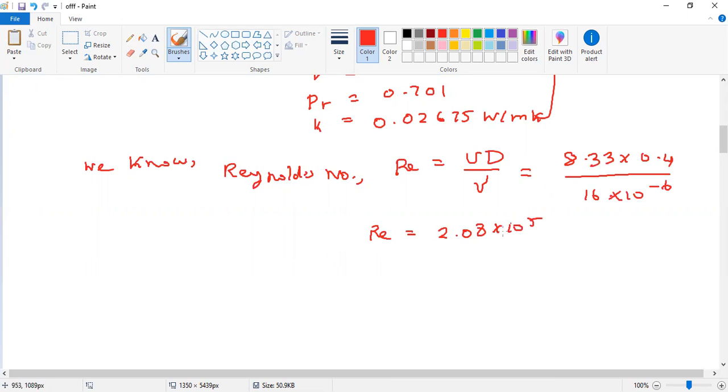Okay, so those are from the data book page number 34. And then from the data book page number 116, we find out the Nusselt number. So Nu is equal to C into Reynolds number to the power m, and Pr to the power 0.33. Okay, so we use the Reynolds number in the Nusselt number.